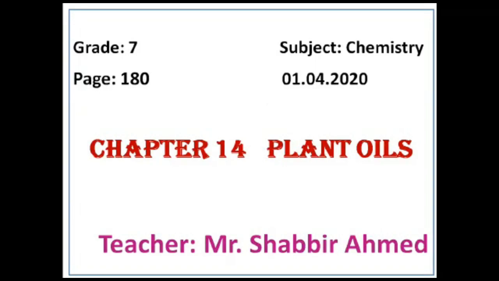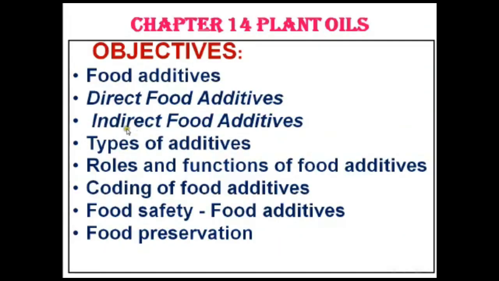Today in grade 7, in the subject chemistry, we are going to continue our lesson, chapter 14, plant oils. In this chapter we are going to continue with page 180. From the textbook page 180 we are going to see the lesson. Let's open page 180 and see the objectives of today's lesson.